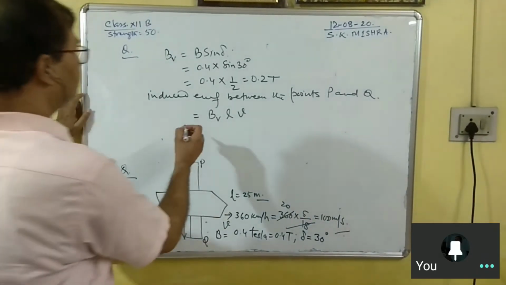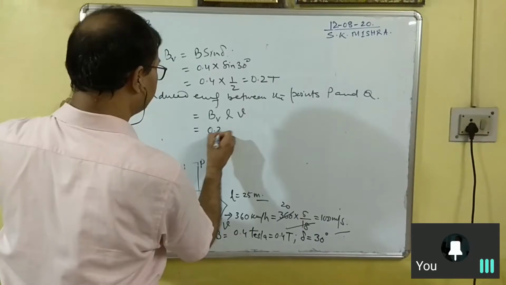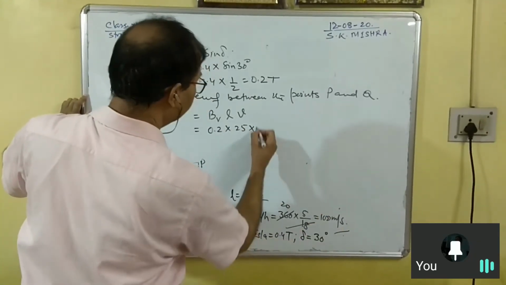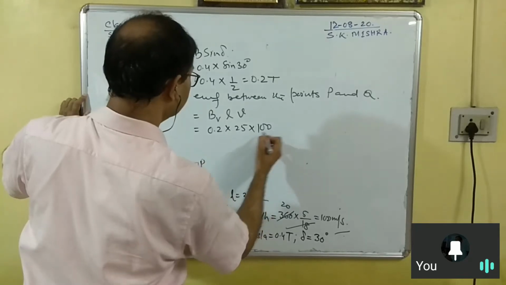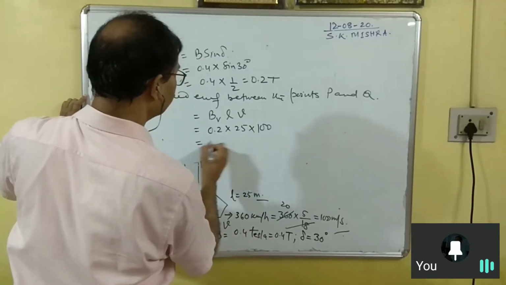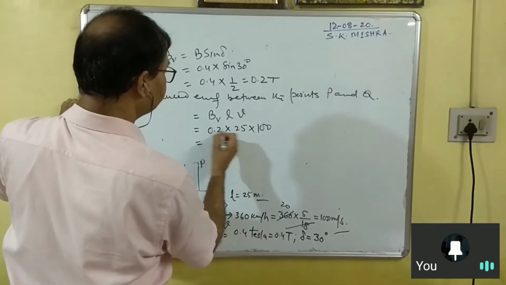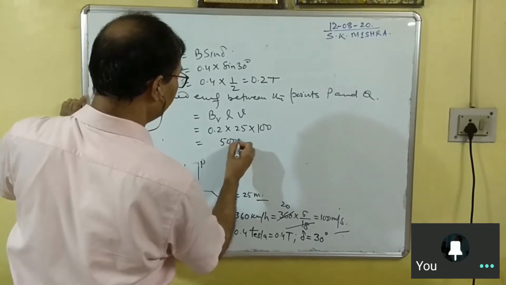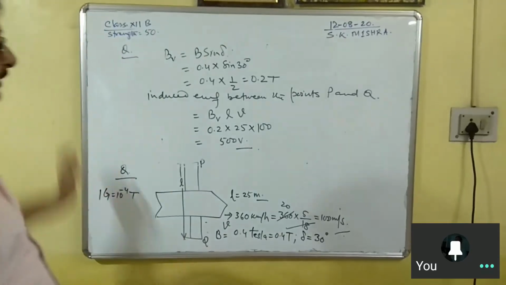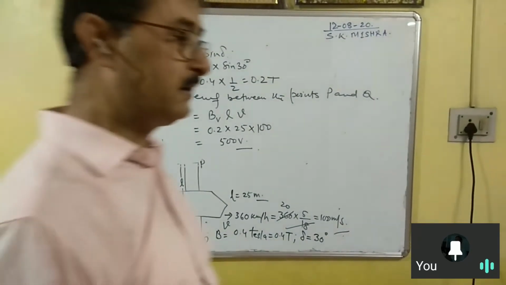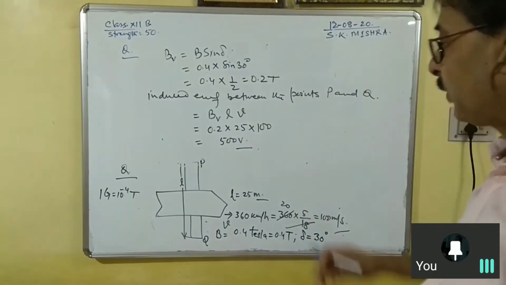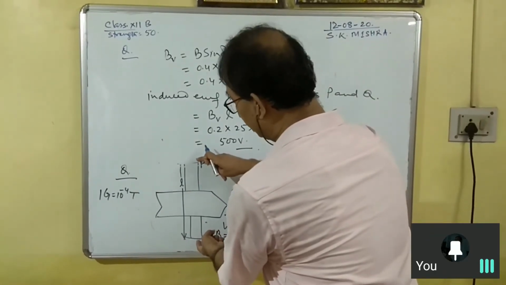So then BV you have calculated 0.2, L is 25 meter, and V also you have calculated, it is 100. Multiply all this. So you will get how much? 0.2 into 25 into 100, it's 500 volt. Am I right? 500 volt. So total 500 volt potential difference exists between the point P and Q.